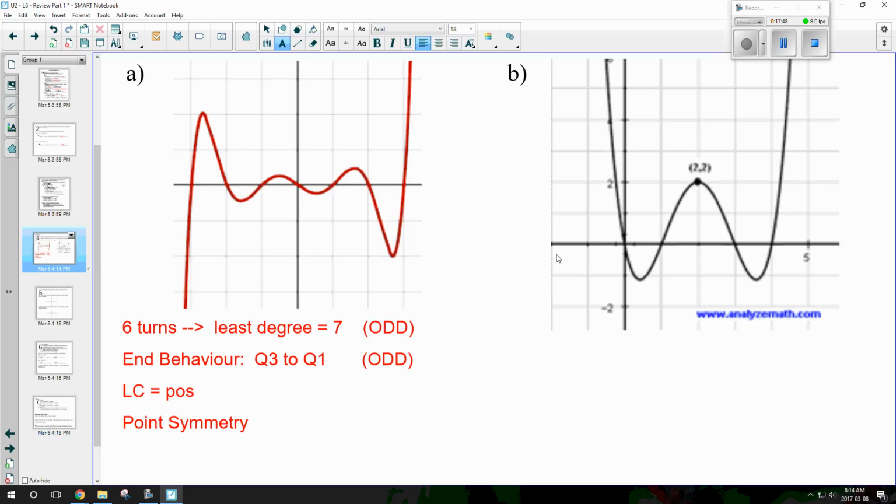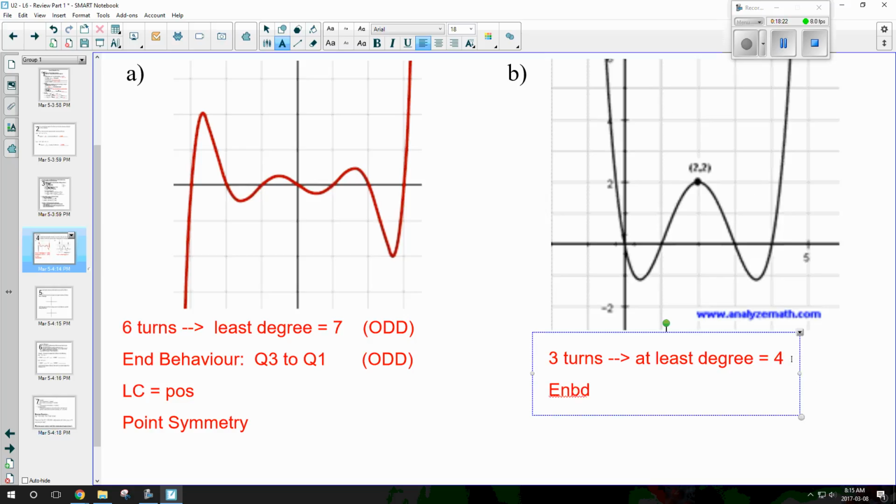Let's take a look at our second example here. For this one, we can again count the number of turns. So we see that we have 1, 2, 3. So we have 3 turns. So at least we have to have a degree of 4, since it's 1 more than the number of turns.